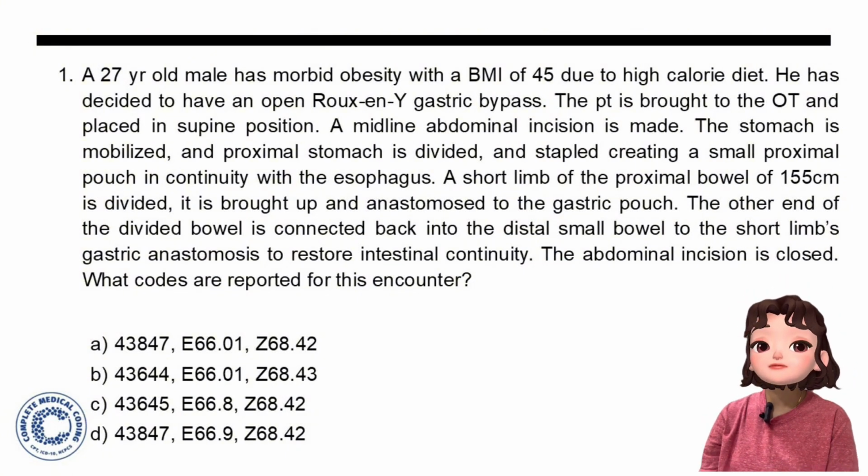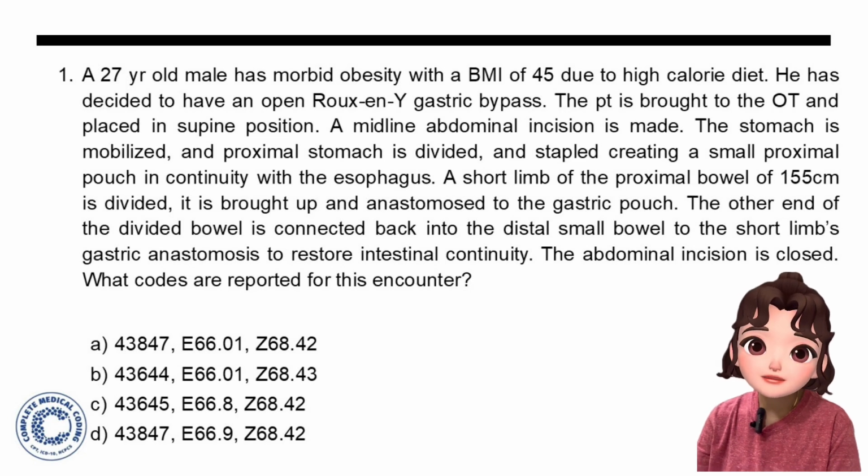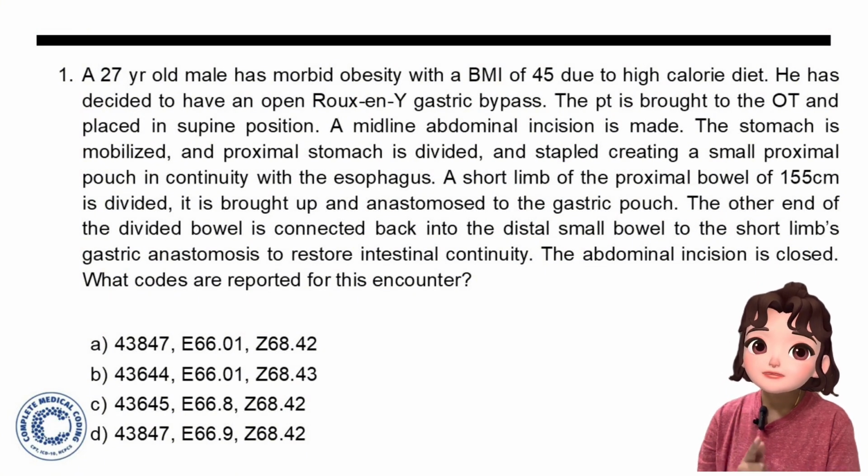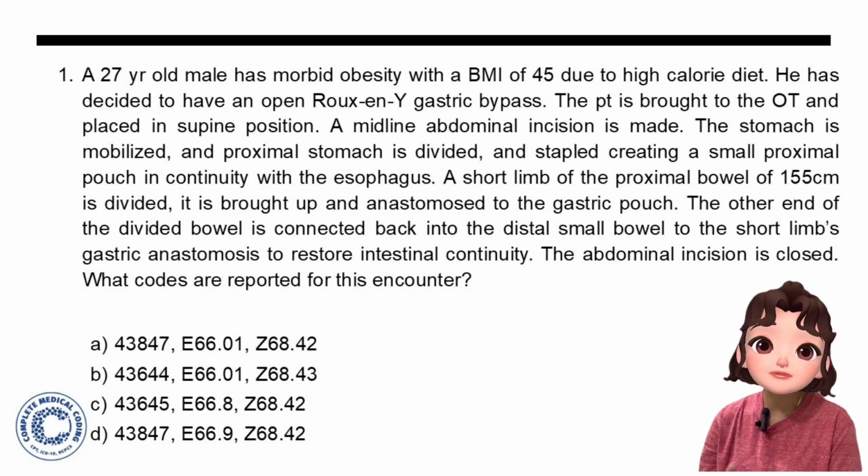What is Z68.42? BMI of 45. Body mass index of 45 to 49.9, adult. So, as I told you earlier, this is a guideline while coding, okay? For those who have a BMI of 45 and above, you have to code this Z code. But for those which is lesser than 45 BMI, don't code.